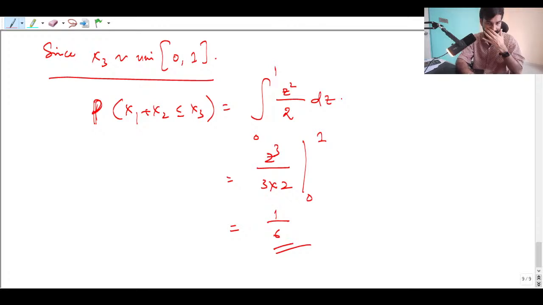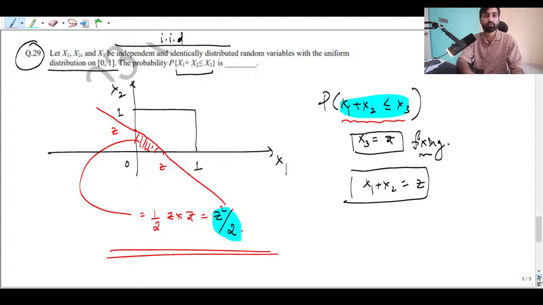So what was the answer? The answer for this question we got here is 1 by 6. Yes, 1 by 6. So how are we finding this answer? You don't have to use any sort of convolution process, which sometimes becomes lengthy. Here you are using very basic math.